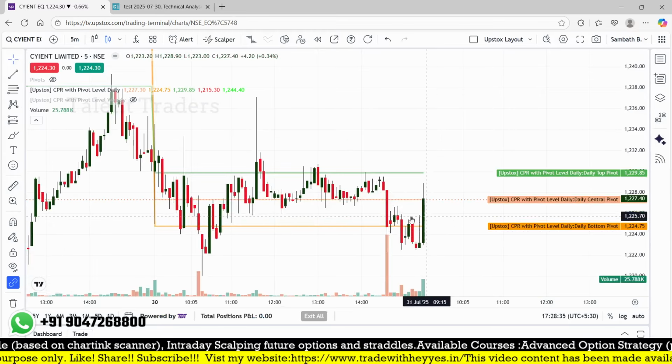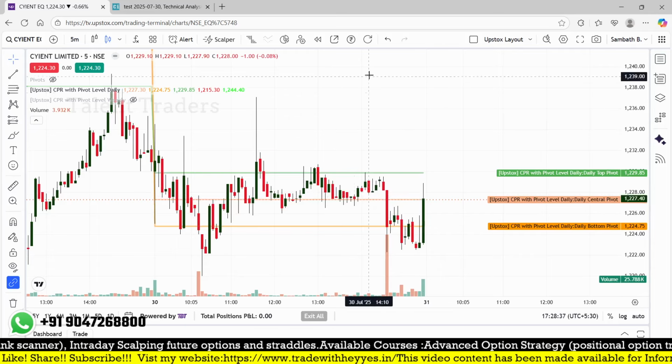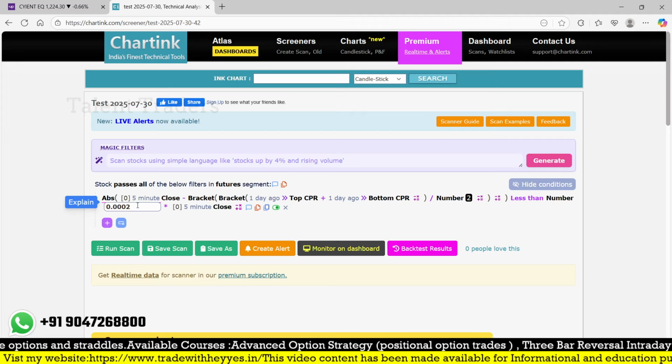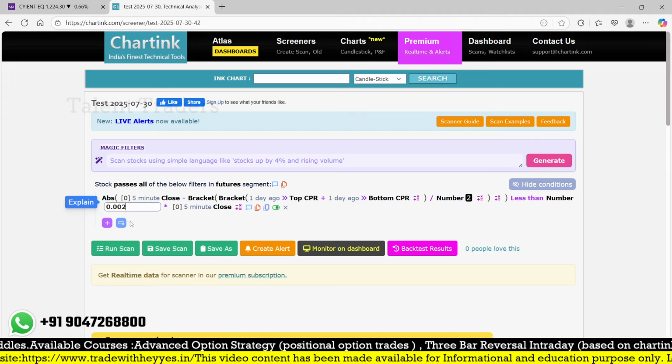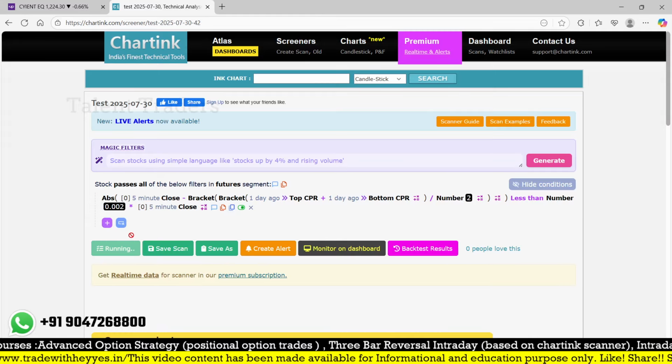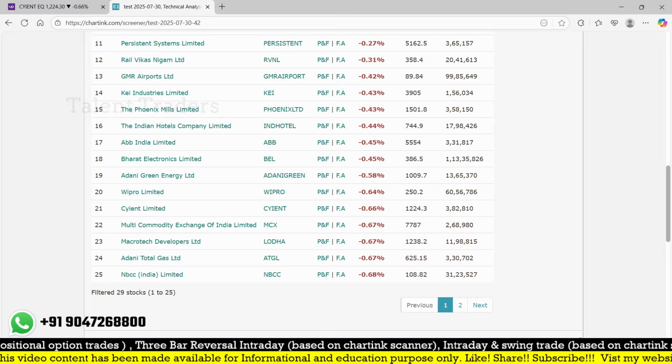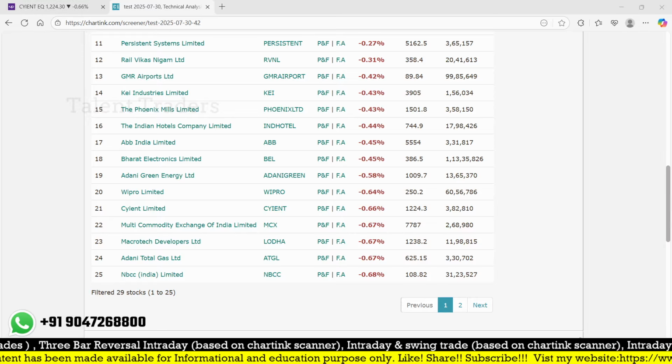And it is very close to the level or inside the level. Okay, so like this you can filter out, but we are going to count a volume. So number of volume, we will use 0.002, and this filters almost 29 stocks. From this list, we are going to find some other stocks which are forming a good volume.